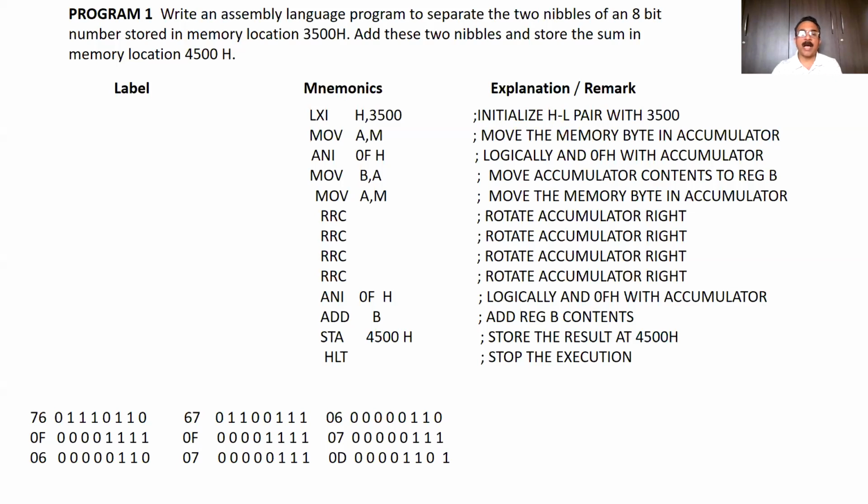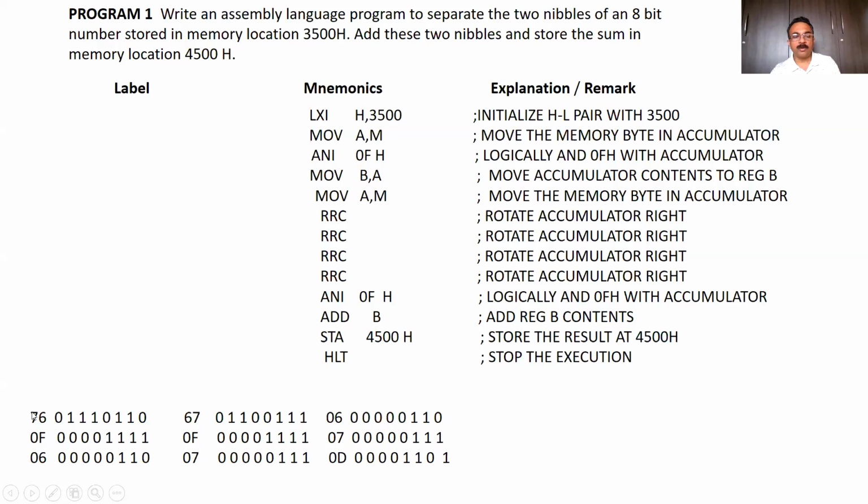Secondly, you are asked to add the nibbles. Now first you will have to understand what is nibble. Nibble is nothing but individual digit of a byte. For example, here in this case, I have taken a byte as 76. This is an 8-bit number, hexadecimal number 76. So in this, there are two nibbles. The first nibble is 6 and the second nibble is 7. This 6 is called lower order nibble of the byte and 7 is called higher order nibble of the byte.